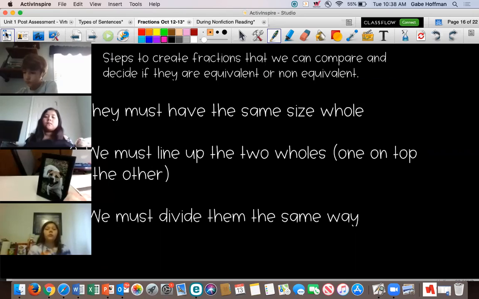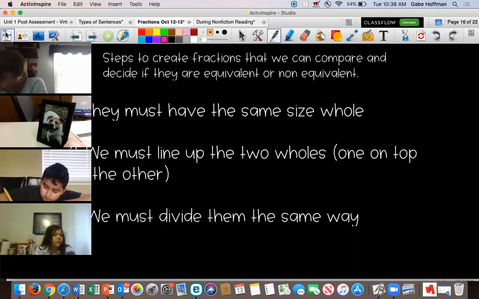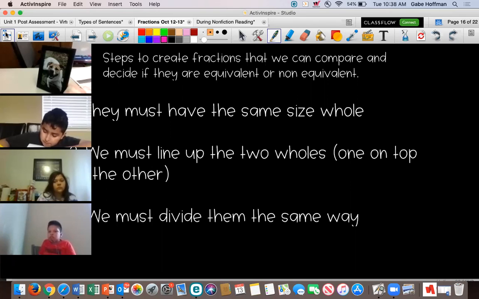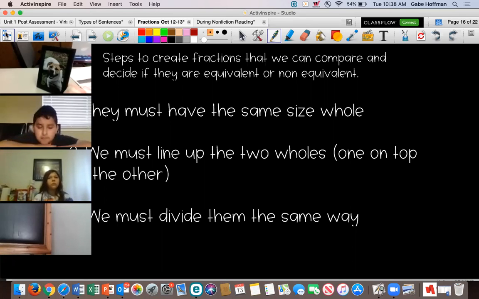So, Guadalupe, can you read my first step to create fractions that we can compare? What's my number 1 step? They have the same size whole. Yep, they must have the same size whole. CJ, can you read my second one? We must line up the two wholes, one on top of the other. Mm-hmm. And Eric, can you read my number 3? We must divide them the same way.